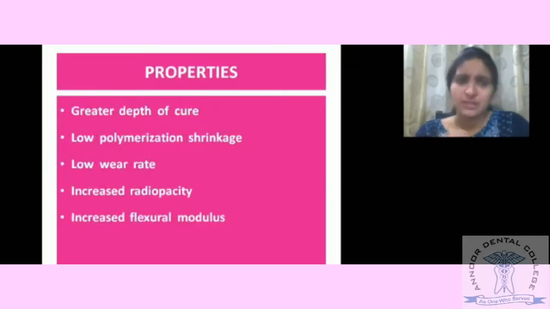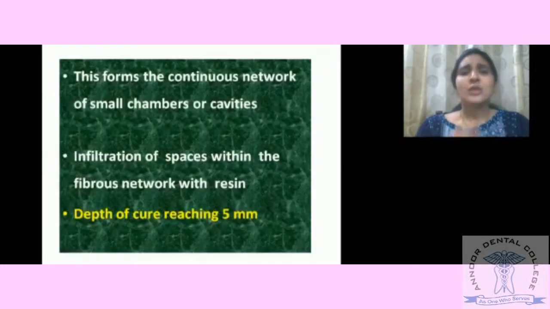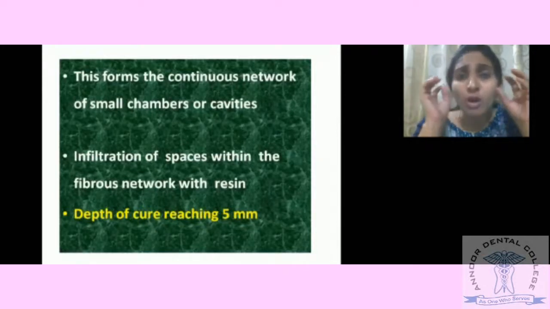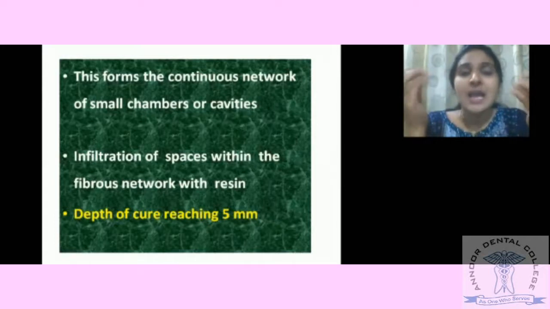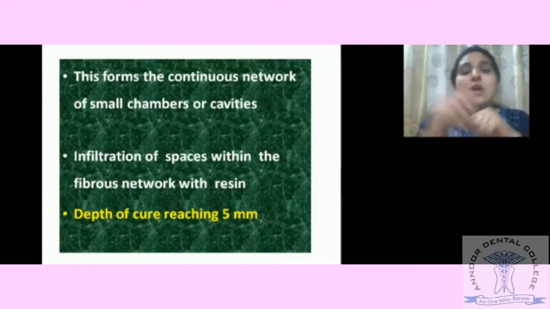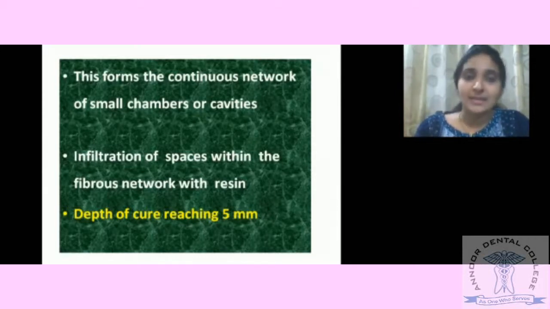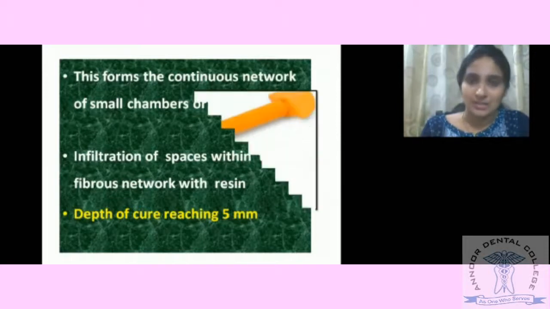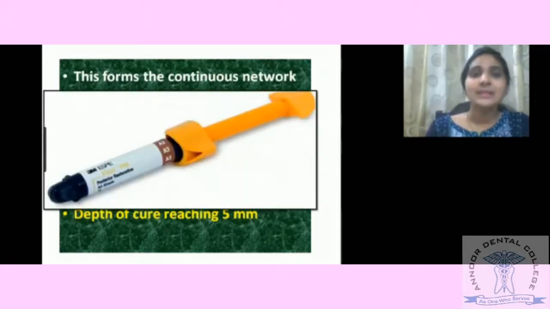So what are the properties? Greater depth of cure, low polymerization shrinkage, low wear rate, increased radio opacity, and increased flexural modulus. As I told earlier, the fibrous network forms small chambers or cavities, and into these chambers the matrix is incorporated. So there is infiltration of spaces within the fibrous network with resin, and the depth of cure is 5 millimeters. This is the example.